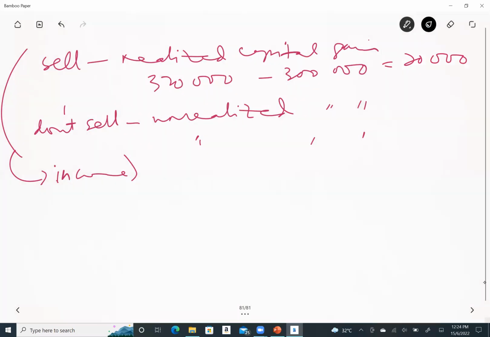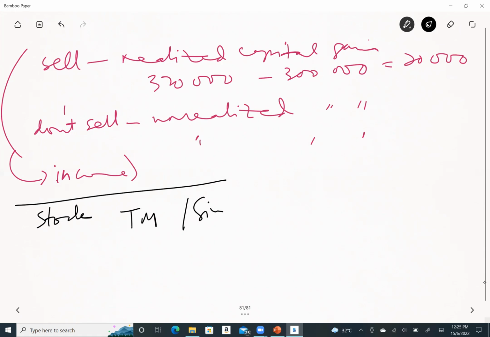Capital gain. All right. Another example is your stock, your shares. Suppose you own some shares in TM Telecom, or you own some shares in Sime Property. Say Sime Property, when you bought it last year, the price is 120. This year the price is 124. And you own, suppose, 10,000 shares, 10,000 units.